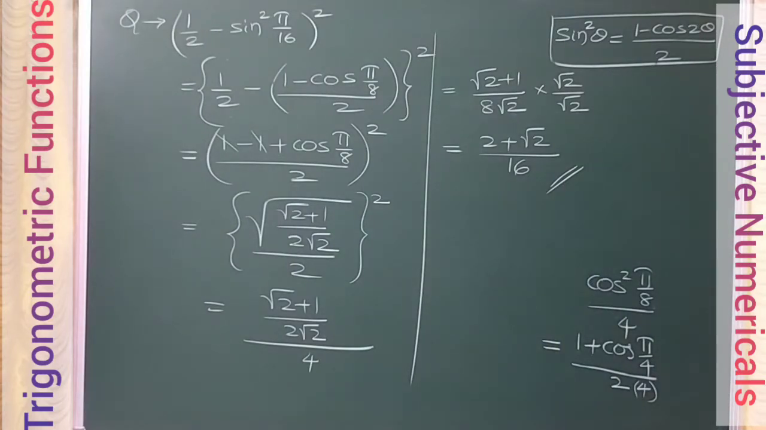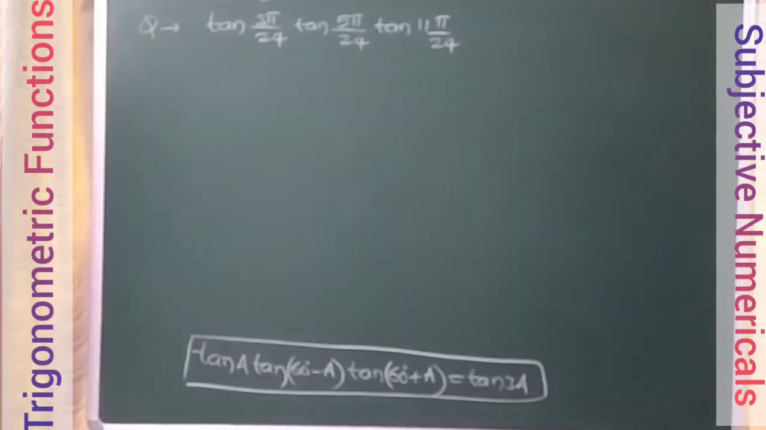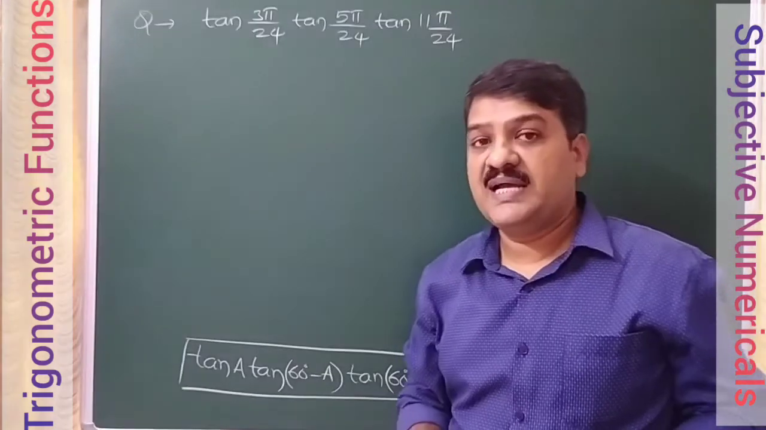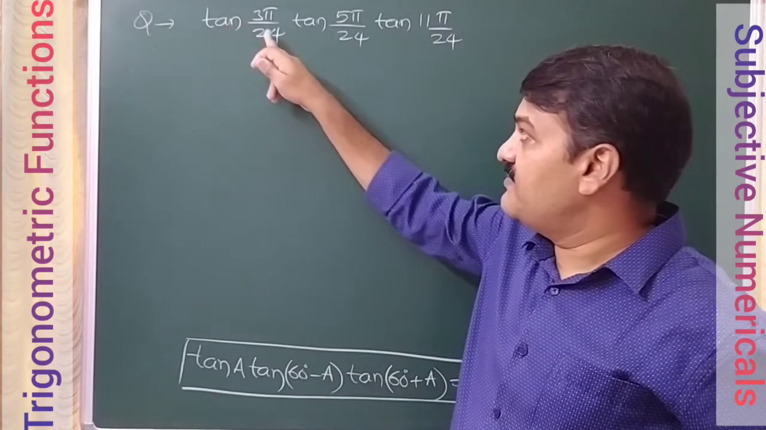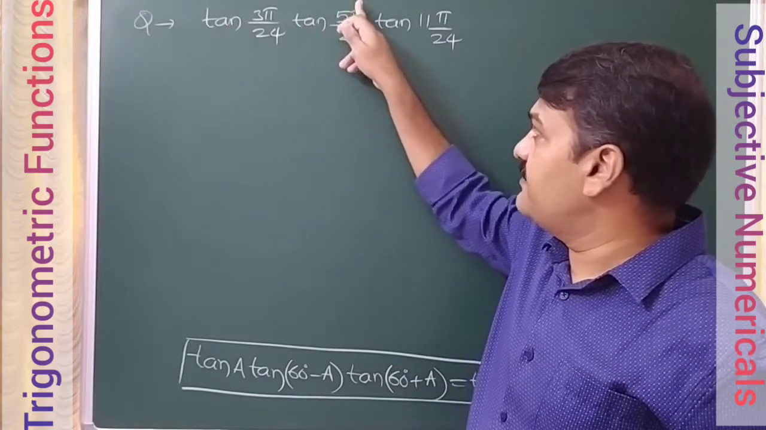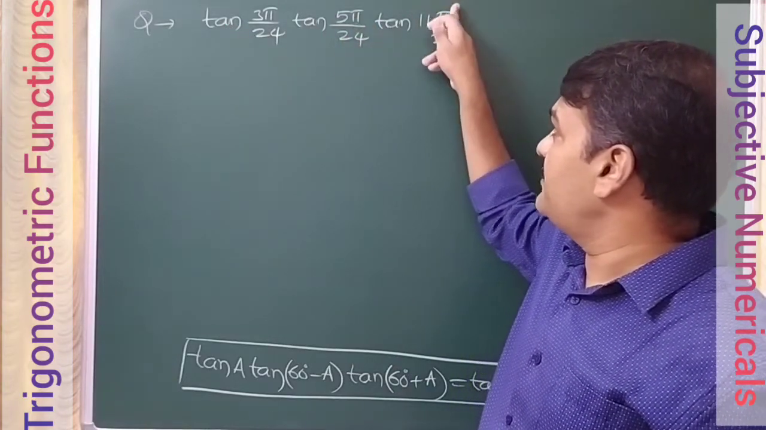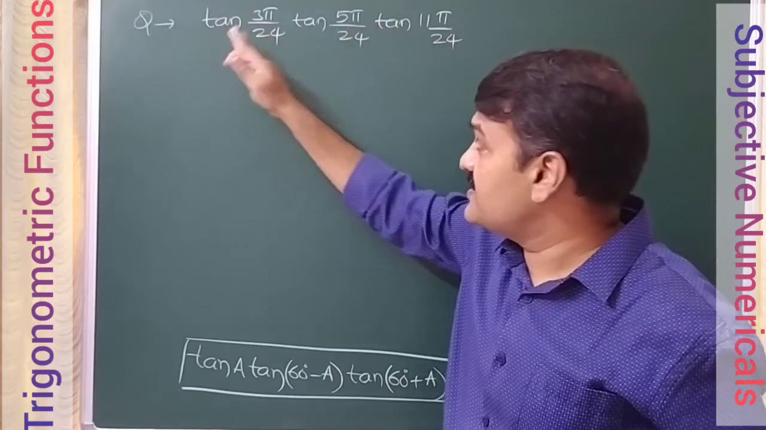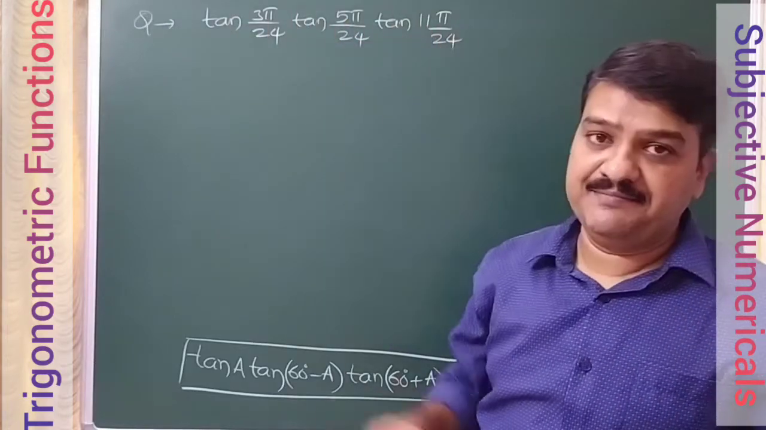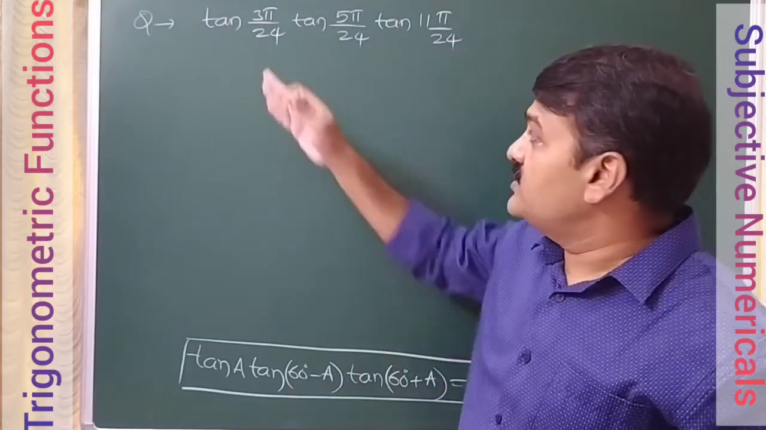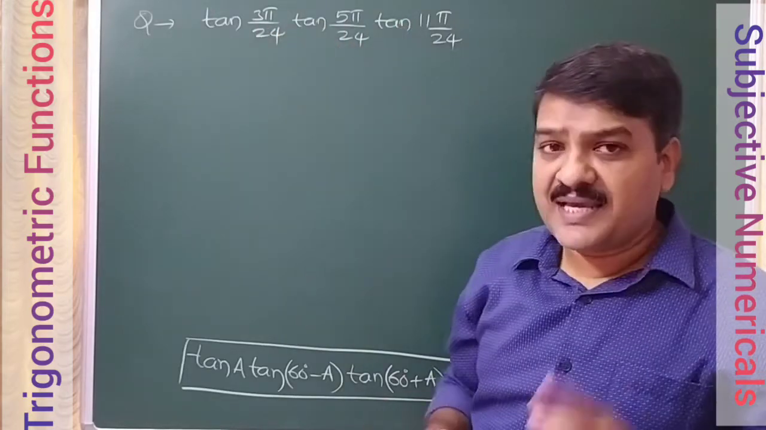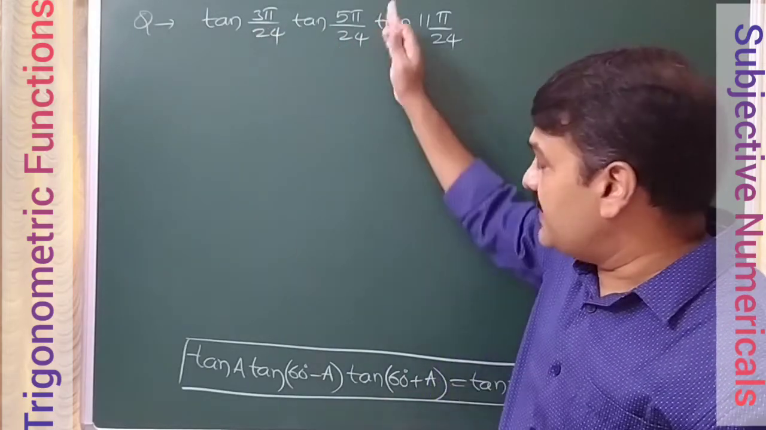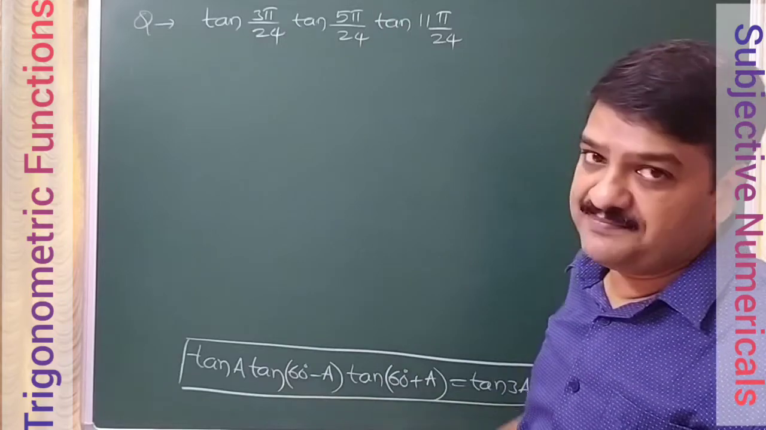Now let us move on to the next question. This is the next question on the board: tan 3 pi by 24, tan 5 pi by 24, tan 11 pi by 24. This is the value we have to find. This problem can be easily solved by the application of this formula.